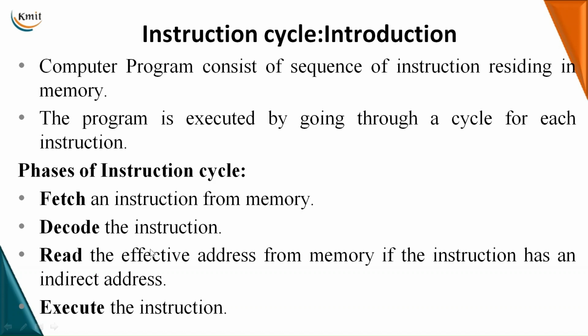Next, read the effective address from the memory if the instruction has an indirect address. Whenever your instruction's I bit represents an indirect address, it has to get the effective address, and that is done in the read the effective address phase. And finally, the particular instruction will be executed by the ALU. Each and every instruction present in the program has to go through all these phases of the instruction cycle so that the program completes its execution.